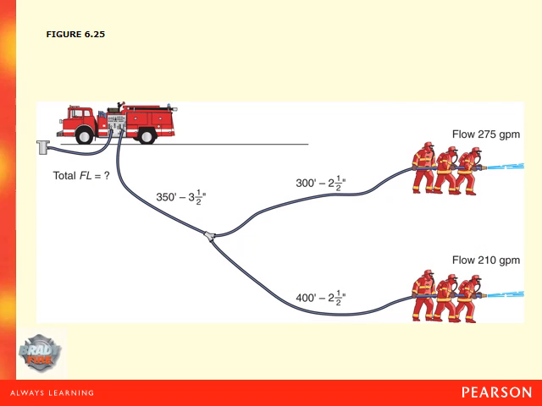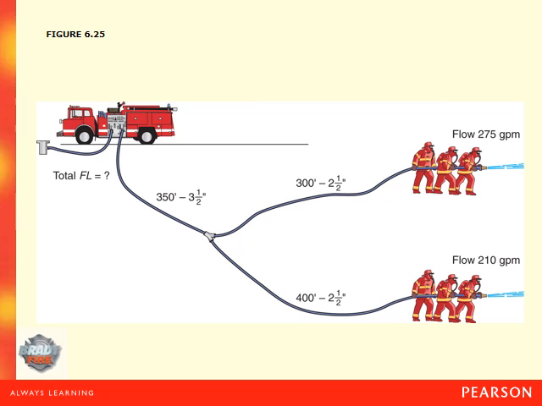Here's the layout to go through. What is the friction loss going to be from these wye lines? You have one flowing 275 gallons per minute through 300 feet of 2.5, and a second line flowing 210 gallons per minute through 400 feet of 2.5.